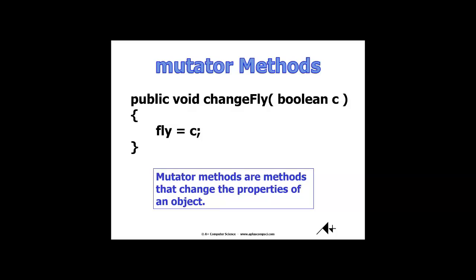So here there's just a little more of that method, just kind of isolated. We have changeFly, it takes in a parameter and assigns that parameter over to the instance variable. We can obviously make methods that do a whole lot more than this, but this is a very basic mutator method.